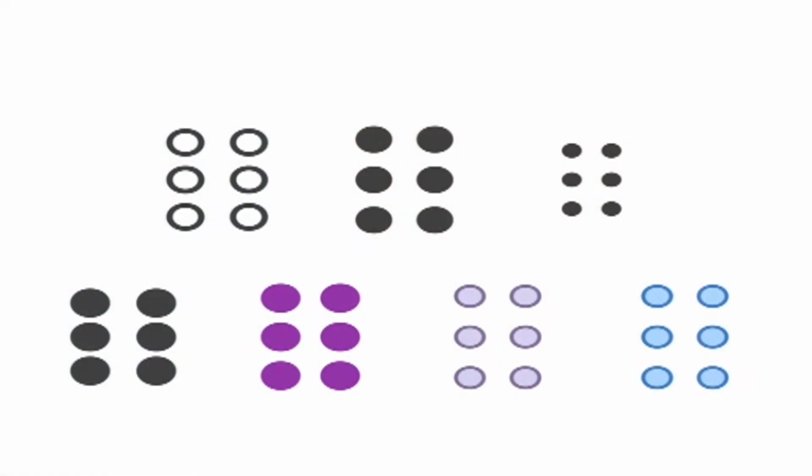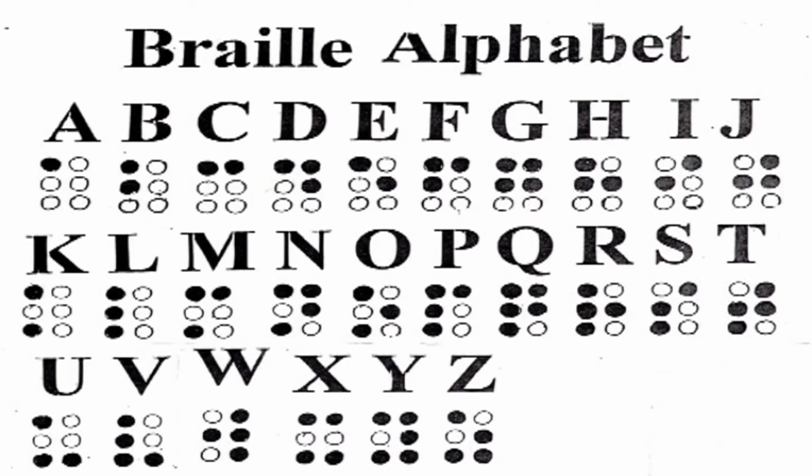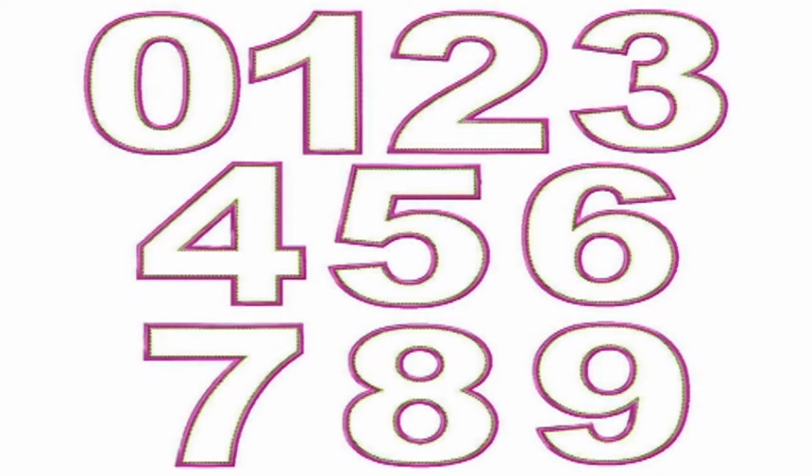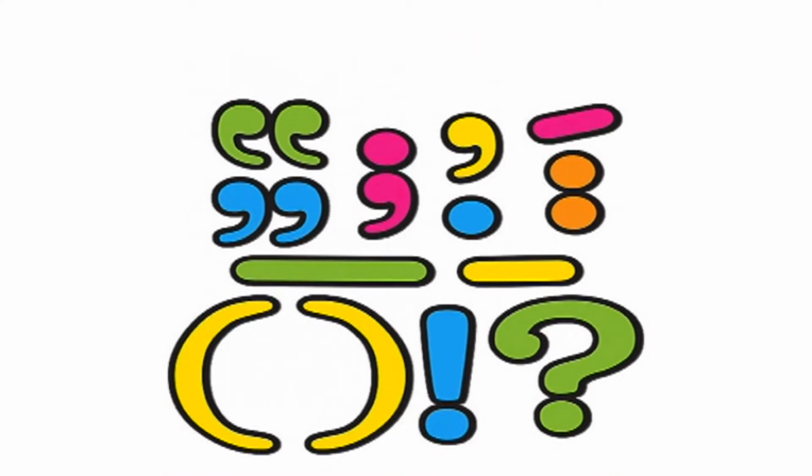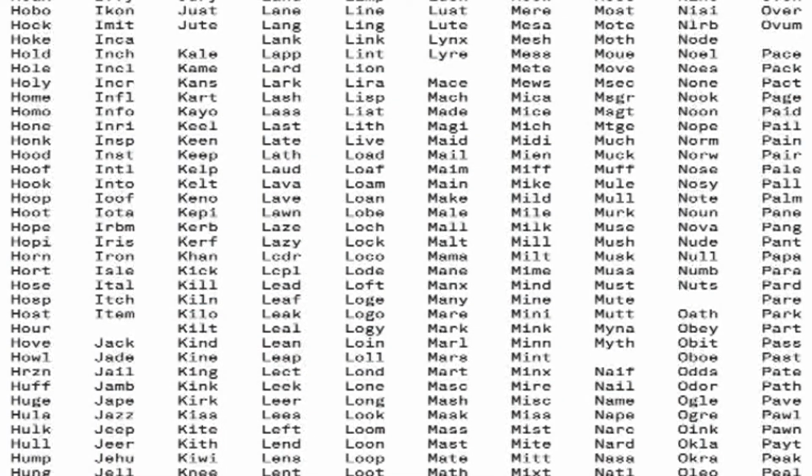It consists of patterns of raised dots arranged in cells of up to 6 dots in a 3 by 2 configuration. Each cell's dot arrangement represents a Braille letter, numerical or punctuation mark. Many frequently used words and letter combos also have their own single cell pattern contractions.